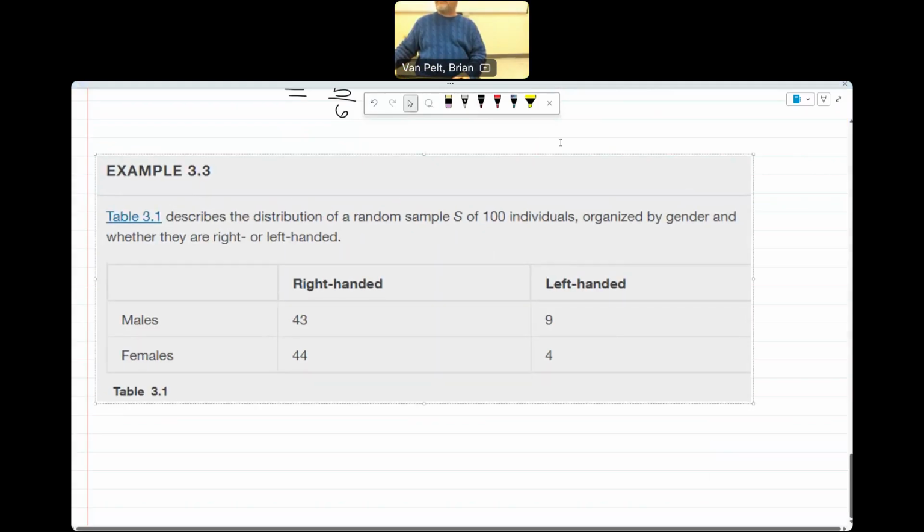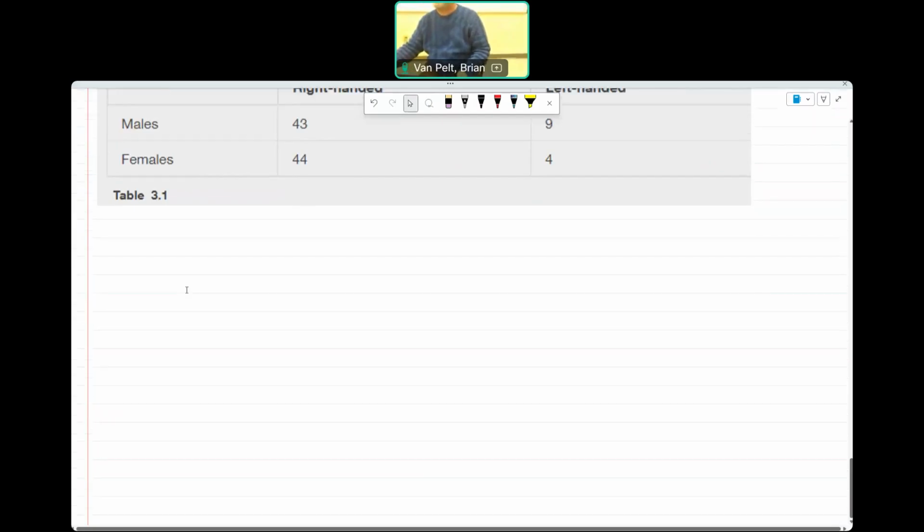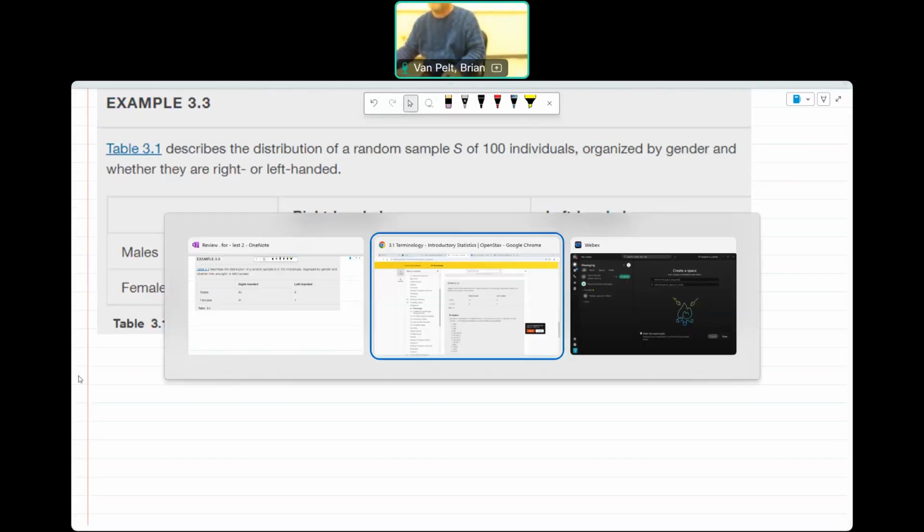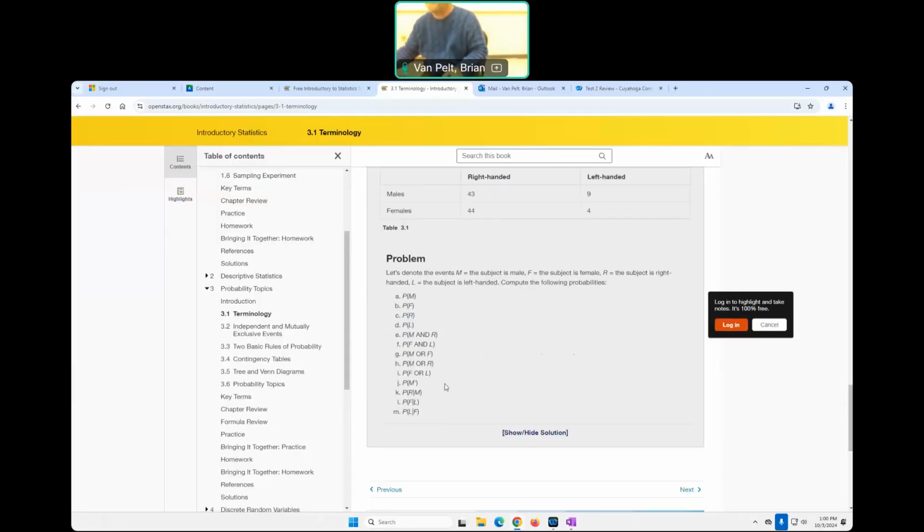So we have the distribution of a random sample of 100 individuals organized by gender and whether they are right or left-handed. I have never in a million years thought to consider that you might be more apt to be left-handed if you're male or female. It never crossed my mind. But they have a bunch of questions in regard to this. I'm going to pick some of them to do, not all of them, because there's too many and we have more stuff to do.